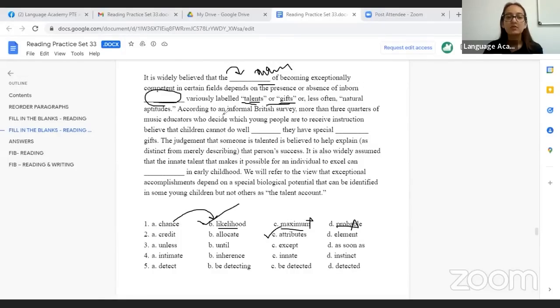And then they say, according to an informal British survey, more than three-quarters of music educators who decide which young people are to receive instruction believe that children cannot do well, dash they have special gifts. So children cannot do well unless they have... Unless is used when you put a condition after. Until is with respect to time. Except is when you put an exception, one thing which is not matching the other group. And as soon as means, again, with respect to time.